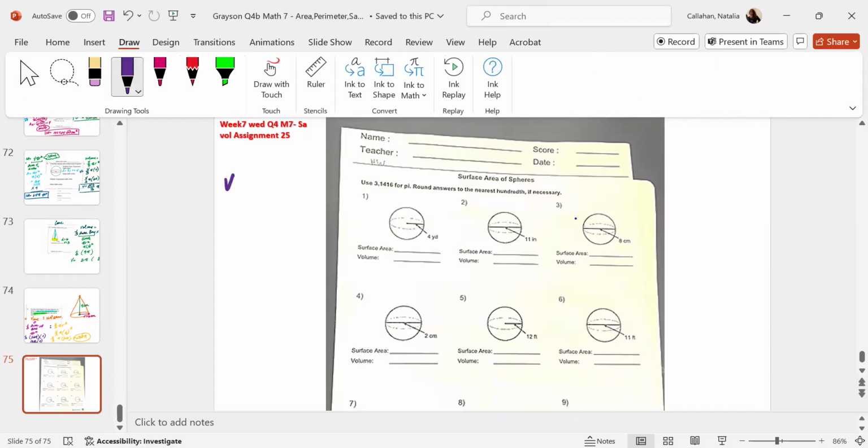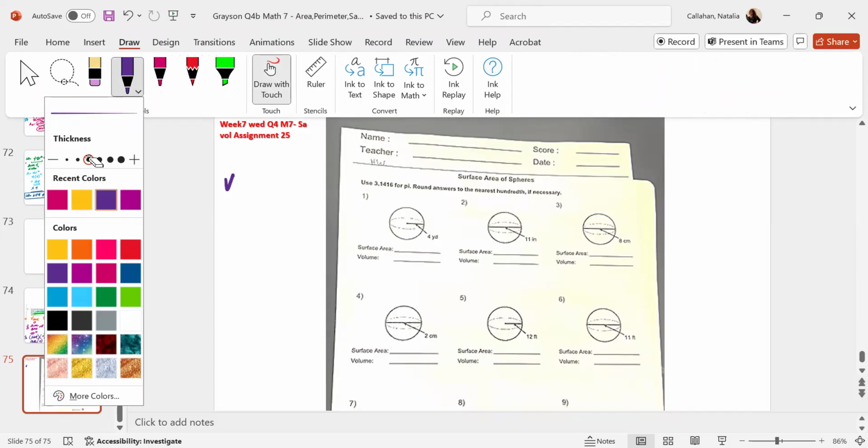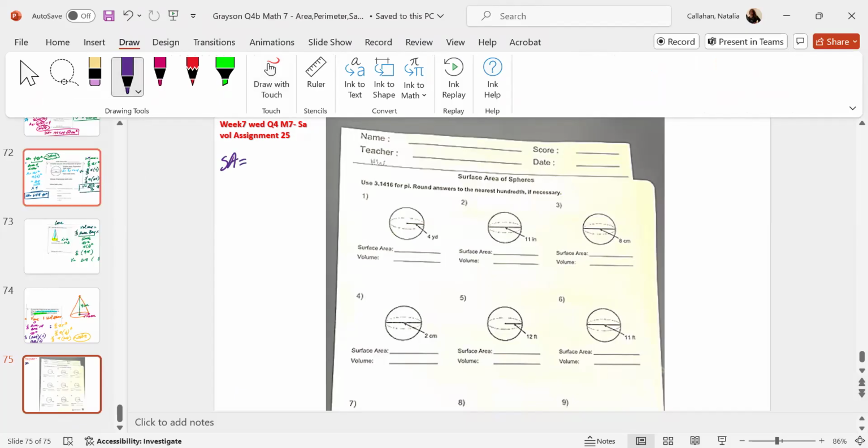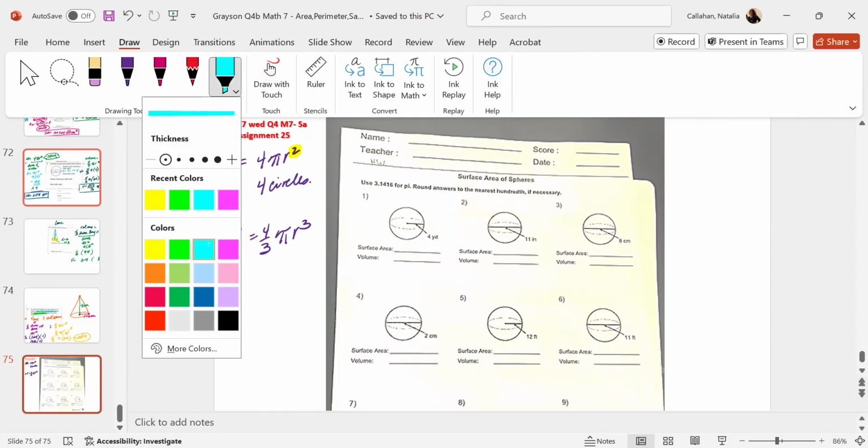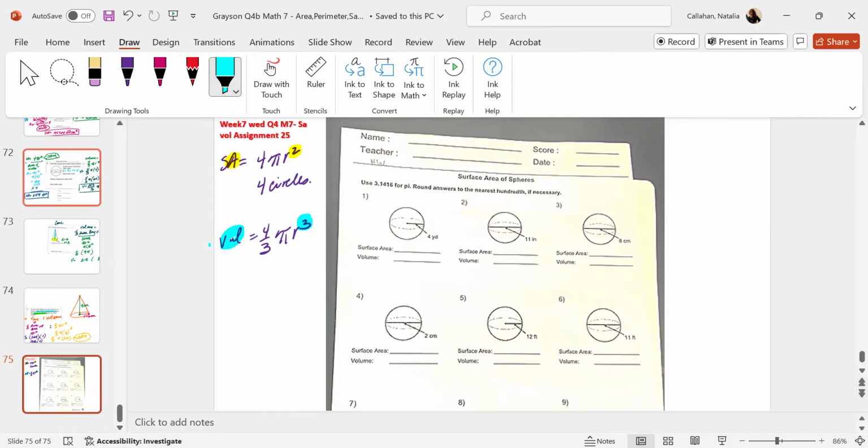So remember the volume. Actually, let's start off with the surface area. The surface area is always going to be 4 pi r squared. It's like having 4 circles. Volume is 4/3 pi r cubed. So be very careful with surface area, it's squared. With volume, it's cubed. Okay. So the rest should be fairly simple.